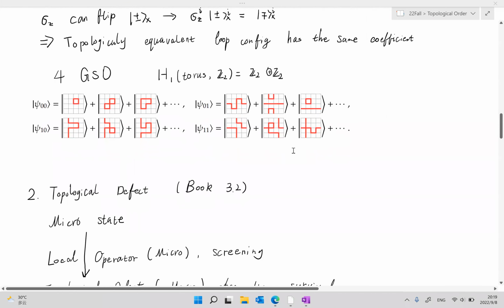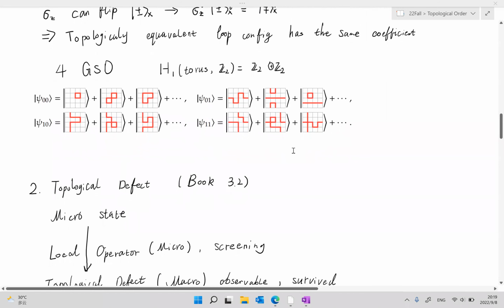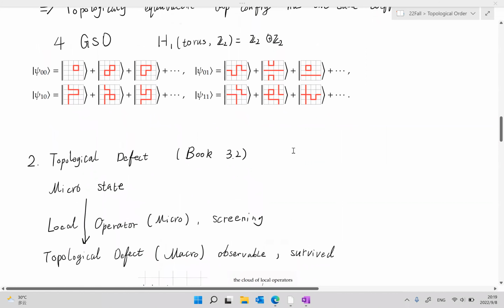So let's continue. You need H1 for the torus. What is S1 here? S1 is a ring, so it is just like a periodic boundary condition for one dimension. And the torus is S1 direct product S1.